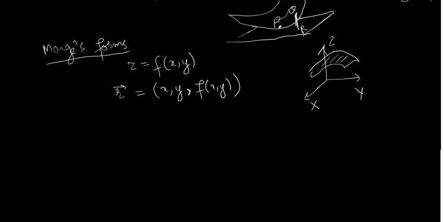Okay, similarly then ru would be nothing but the first partial derivative, it would be the derivative with respect to x. So that would be just nothing but (1, 0, ∂f/∂x).